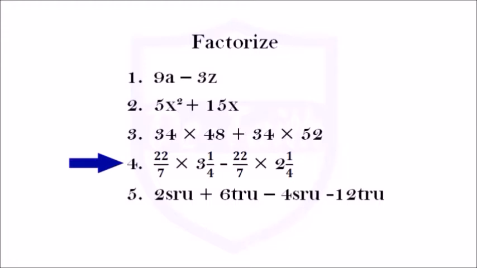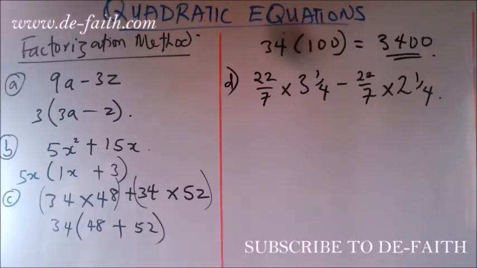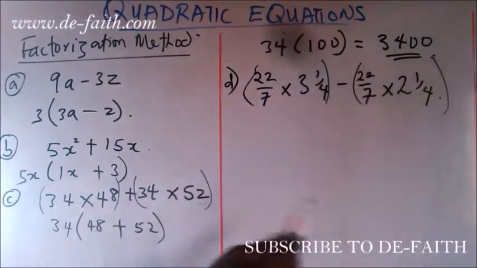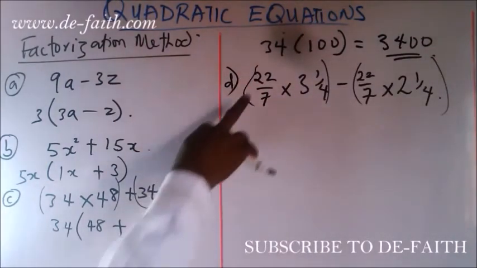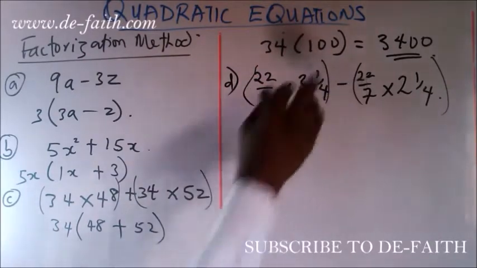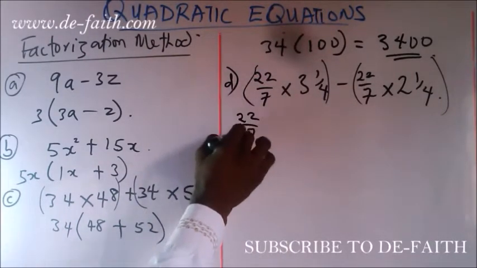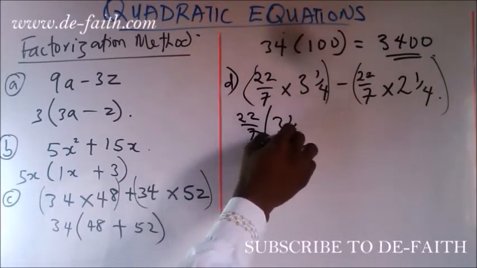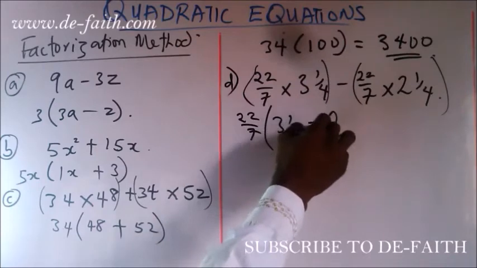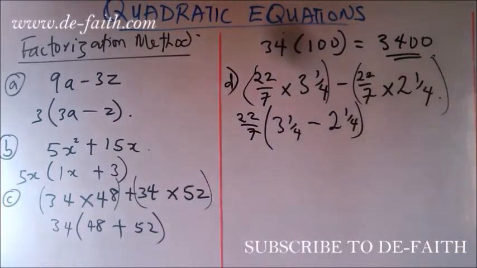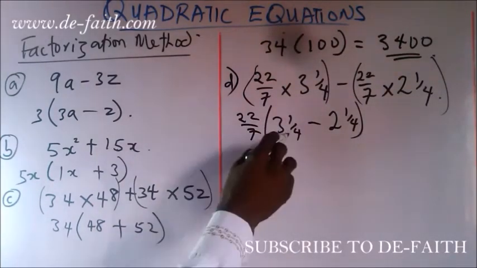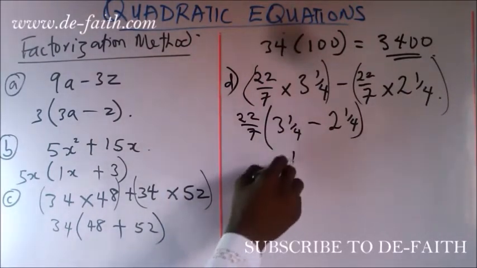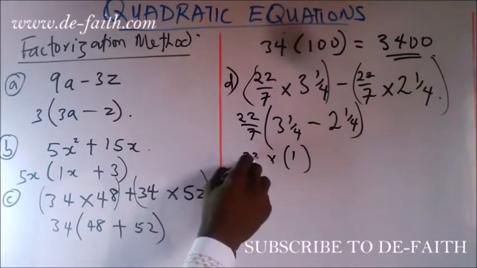D, we have to factorize 22 over 7 times 3 whole number 1 over 4 minus 22 over 7 times 2 whole number 1 over 4. If we take a close look at this as well, we have something common on the two sides of the minus sign. We have 22 over 7 here and we have 22 over 7 here. So we can bring out that 22 over 7 and we have 3 whole number 1 over 4 left, then minus 2 whole number 1 over 4. And so we would have 3 1/4 minus 2 1/4. That leaves us with 1. Then multiply by 22 over 7.